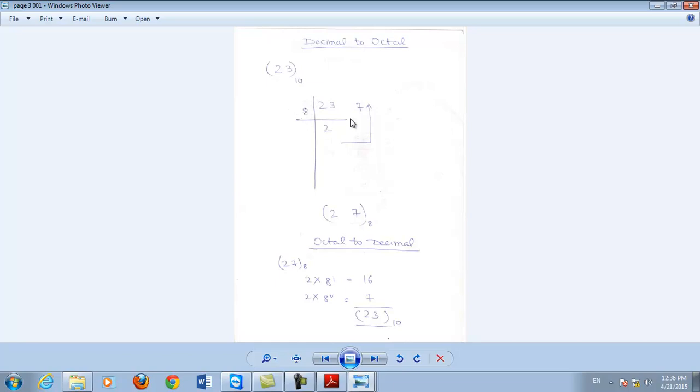8 2s are 16 and remainder is 7. Now the octal equivalent of this number is 27 base 8. To mention the base is compulsory. Without mentioning the base, you will get 0 marks, because the base is the main thing to find out the category of number, that whether the number is a decimal number, or an octal number, or a hexadecimal number, or a binary number. If you don't put the base here, then there will be no marks for the conversion process.